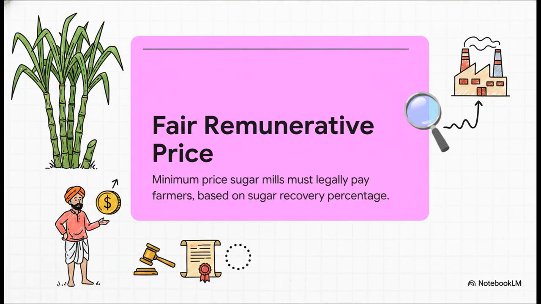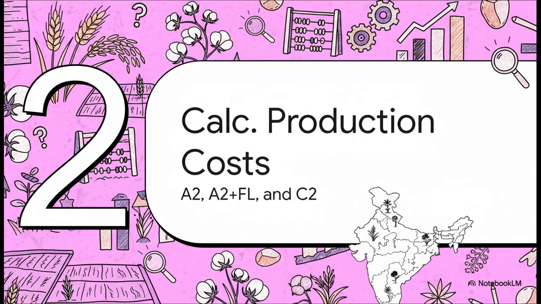Now contrast that with sugarcane, which is a totally unique beast, governed by the Fair and Remunerative Price, or FRP. This one is fixed by the Cabinet Committee on Economic Affairs. And unlike MSP, FRP comes with a strict legal obligation under the Sugarcane Control Order. Sugar mills absolutely must legally pay this price to the farmers. It's a completely different framework, and honestly, mixing the two up is a super common pitfall, so make sure you've got that distinction clear. Moving on to Section 2.